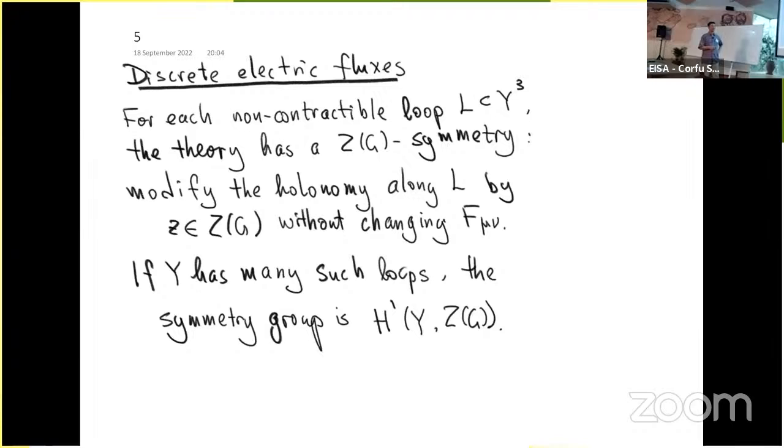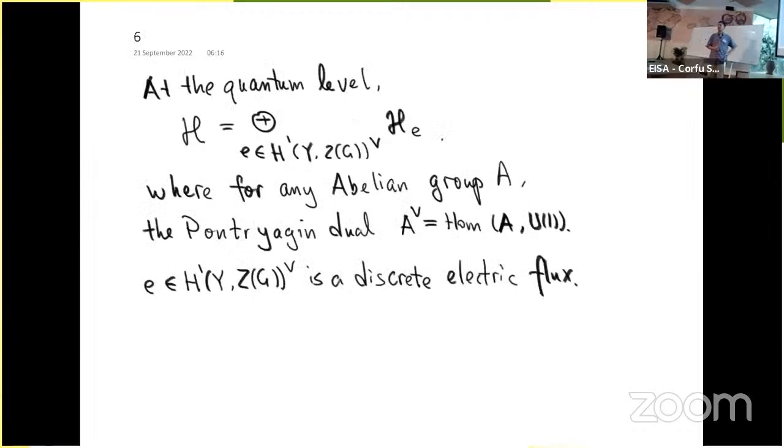So what is the discrete electric flux? Well, we believe that such a symmetry survives at the quantum level, which means after quantization, there is a unitary representation of this group on the quantum Hilbert space. And therefore, the quantum Hilbert space decomposes into sectors, which are labeled by the irreducible representation type of this group. Namely, this is in the Pontryagin dual of the symmetry group, which I explained earlier. So this is an abelian group.